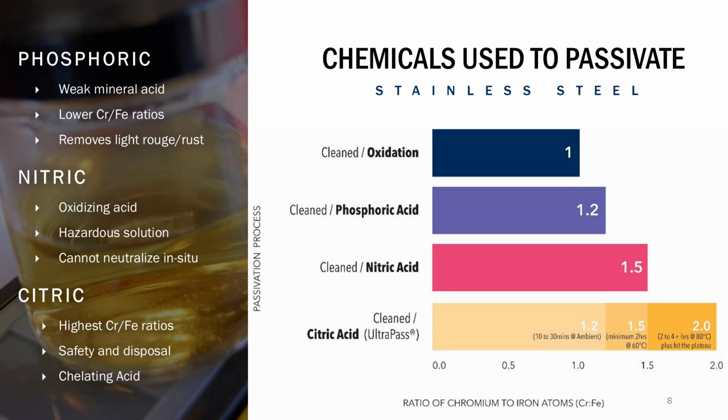Phosphoric acid is great at removing rouge or rust from the surface. We don't see much chromium enrichment for it. So AstroPac uses it in our arsenal, but not as a passivating chemical.